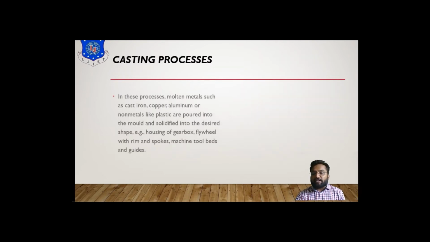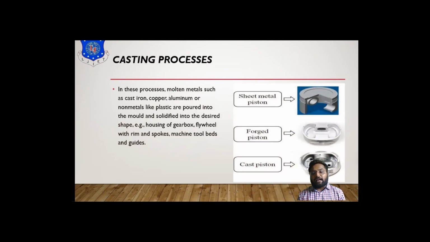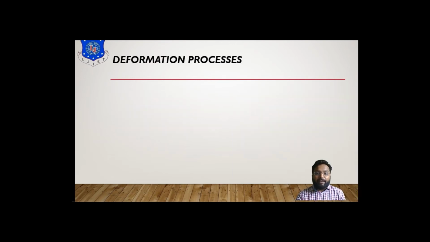Now let's understand casting. In the casting process, we will always have molten metal that we convert into some desired shape. This casting process is mainly used where we are required to produce complex-shaped and lightweight components, which are mainly structural components rather than moving components.